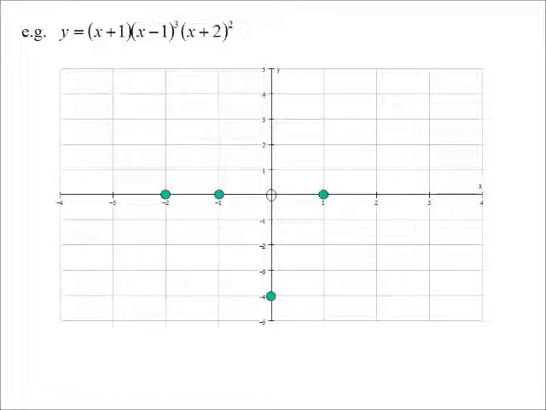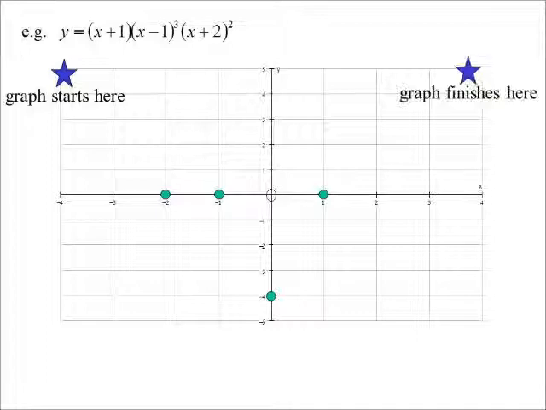So let's have a look at ours. Our leading term is going to be x times x cubed times x squared, which gives me x to the power of 6. If I was just to ask you to draw x to the power of 6, you would have a U shape. So we know this particular polynomial will start up here in the second quadrant and finish over here in the first quadrant.